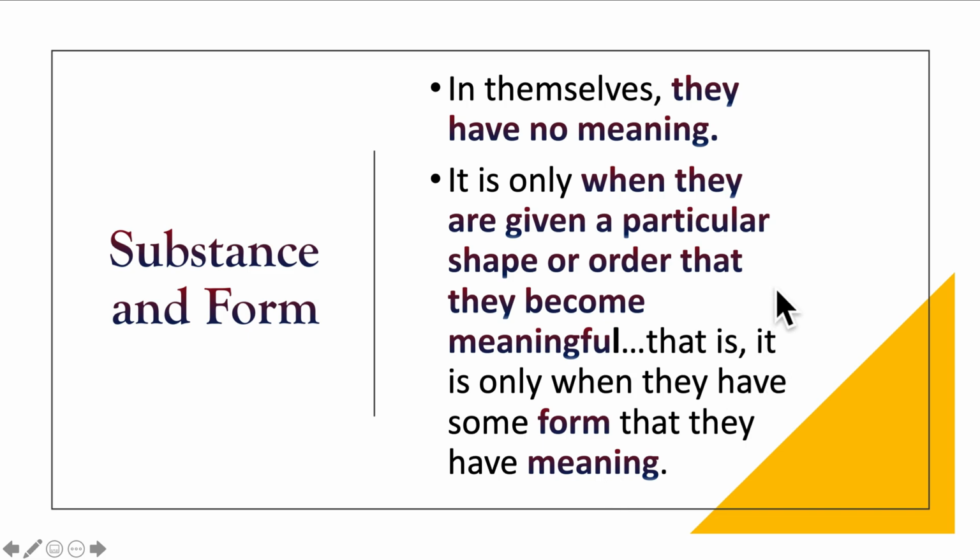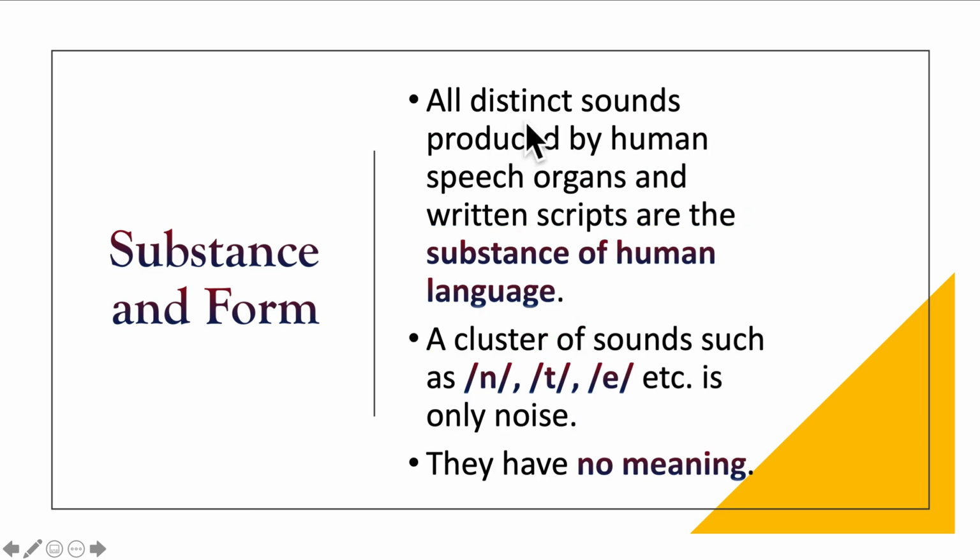For example, if I say C, A, T, they are individual sounds. If you write them, they are individual symbols. They don't have any meaning. But when I put them together in a particular order, in a particular shape, giving those symbols some form, they have meaning. Like C-A-T, cat.